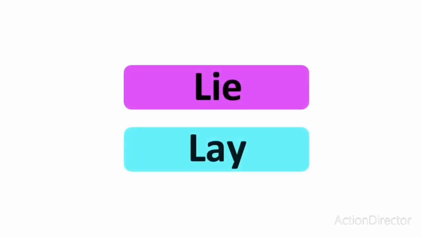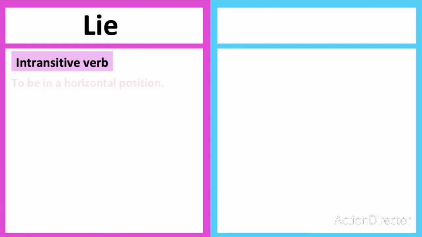Lie, lay. In this video, I will go through the difference between these two words. Lie. Lie is an intransitive verb. This means there is no direct object. Lie means to be in a horizontal position. For example, when you're resting or sleeping.